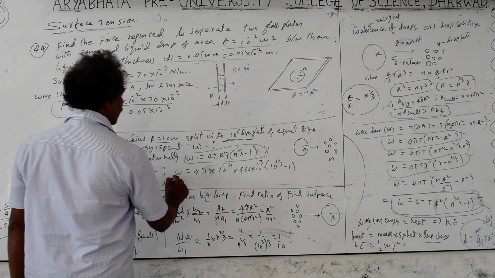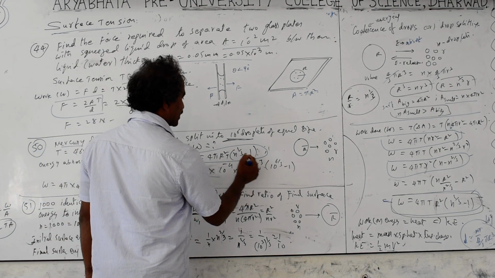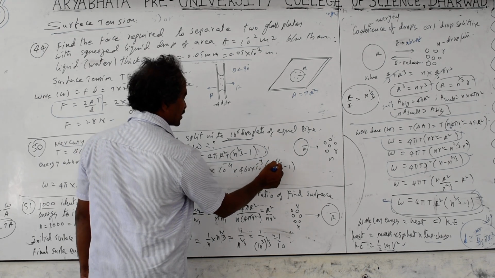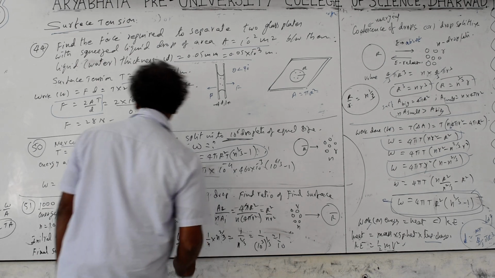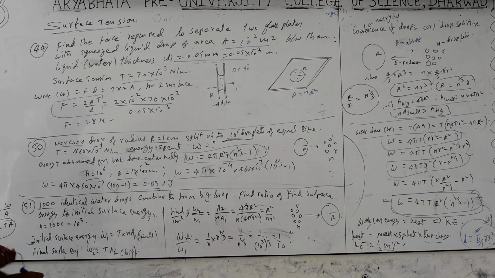So the work done formula we have to find. Work equals 4 pi R square into T into n to the power of 1 by 3 minus 1. N is 10 to the power of 6, so 6 by 3 is 2, meaning 100. 100 minus 1 is 99. The result of the calculation is 0.057 joules.